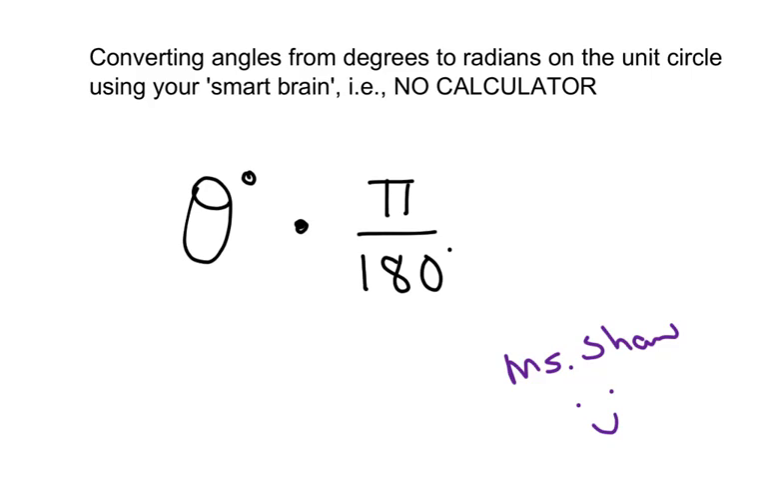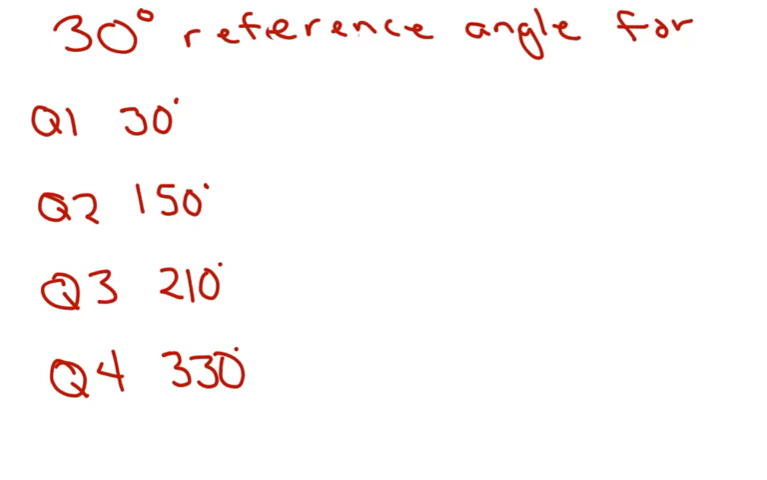Okay, we're going to convert degrees to radians, and only those degrees that are on the unit circle. And we're going to do this without a calculator because you'll be required to do this on your unit exam. So next one. We're going to start with the 30-degree angle, and it's the reference angle for 30 degrees, 150 degrees, 210 degrees, and 330 degrees. By now we've already worked on the unit circle, and you already know where these degrees are located, and we've already a little bit talked about this.